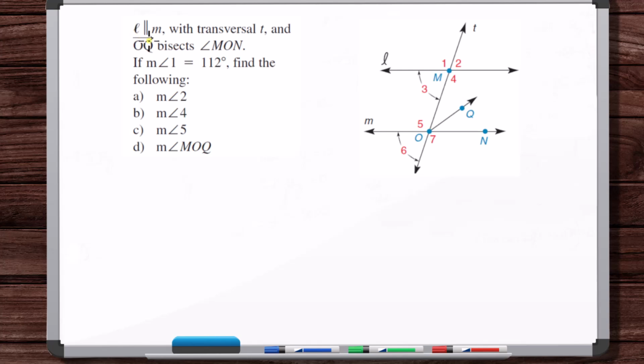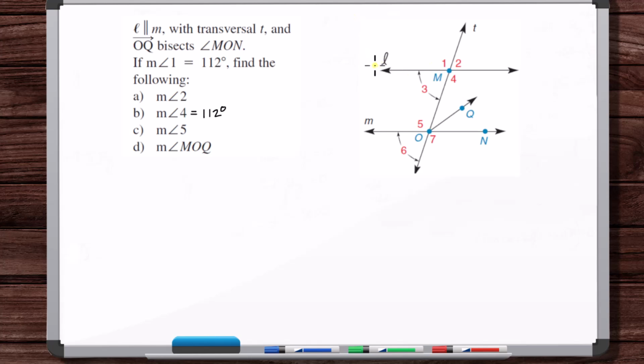All right, L is parallel to M with transversal T, and ray OQ bisects angle MON. If the measure of angle 1 is 112 degrees, find the following: measure of angle 2, measure of angle 4, measure of angle 5. Well, we can see the measure of angle 4 is going to be equal to the measure of angle 1. That's vertical angles, an easy answer there.